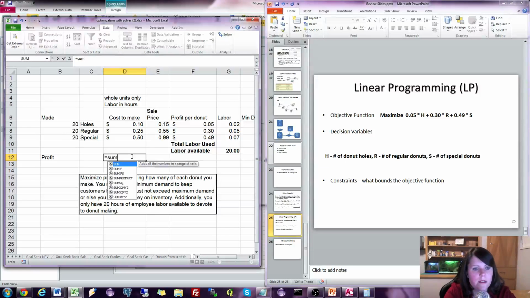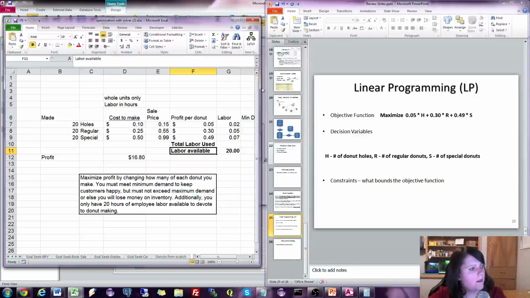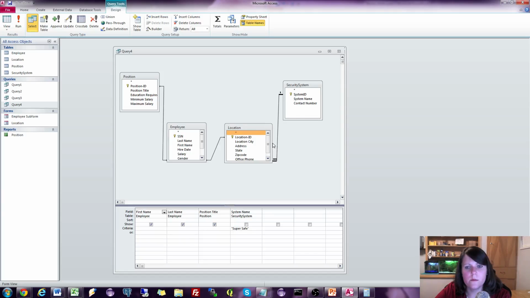So what I'm going to do is take the sum product. Sometimes it'll be a sum product, sometimes it'll just be a sum. You have to understand what's being stored in the sheet. So the number made and the profit for each one. Okay, and I can stylize it as currency. So I can see 1680.